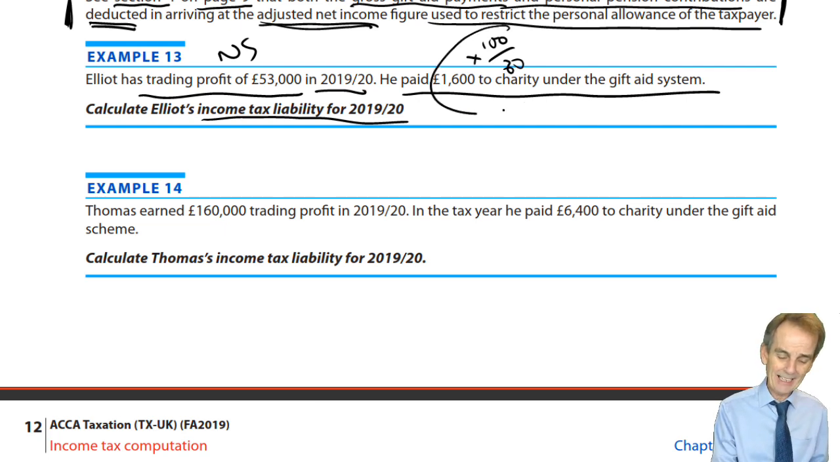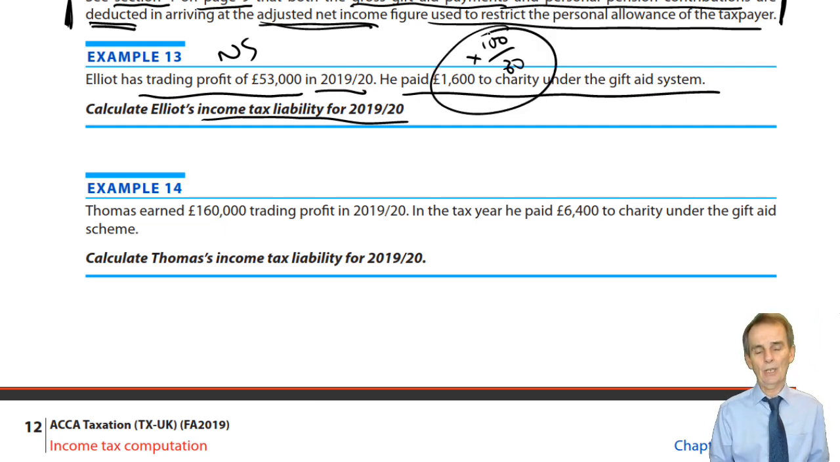It will now be extended by the gross amount of that gift aid payment. 1,600 times 100 over 80. Well, put it through your calculators, but hopefully that's a nice round number of £2,000. So what would have been a basic rate band limit of £37,500 is now extended to £39,500.